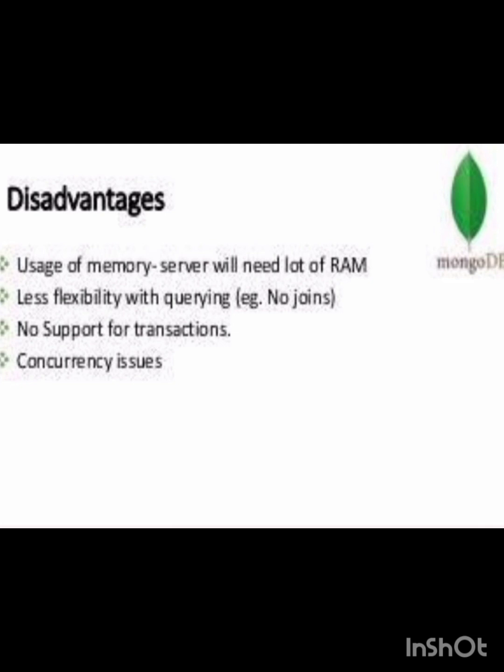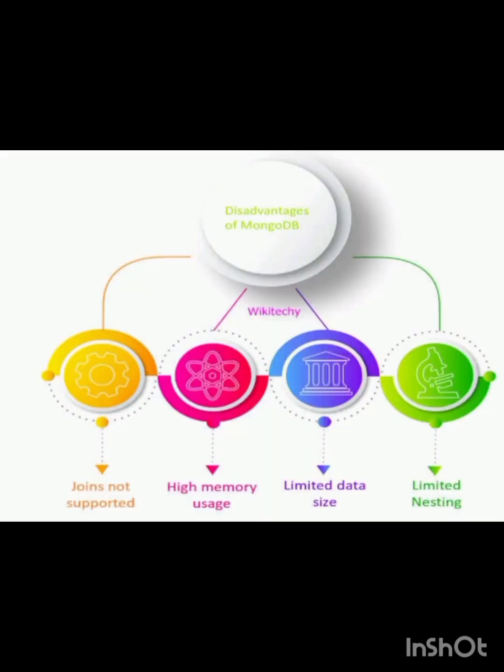High memory usage. MongoDB demands high memory usage, which requires extra attention to keep under control. This is due to the memory inefficiency of duplicate data, the limited ability to implement joins, and limited data size in nesting. MongoDB limits document size to no more than 16 MB and does not allow nesting beyond 100 levels. So as I said, joins are not supported. It has high memory usage, limited data size and limited nesting. These are the overall disadvantages of MongoDB.